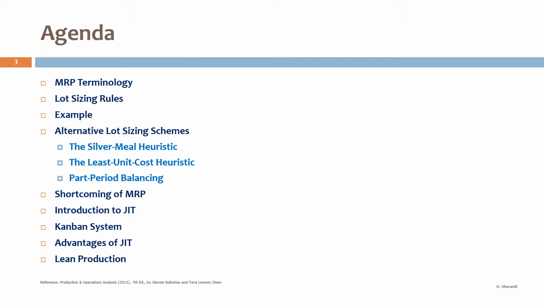This is the agenda of section 2 of chapter 8. At first, we'll have the MRP terminology, and then we'll see what the lot sizing rules are, and then based on that, we'll have an example, and then we'll see the alternative lot sizing rules or schemes. We will have these methods: the Silver-Meal heuristic, the least unit cost heuristic, and also part period balancing. After these methods, at the end we'll have a discussion about the shortcomings of MRP, and then we will move on to just-in-time by having an introduction to just-in-time, then the Kanban system, and then advantages of just-in-time, and at the end an introduction to lean production systems.